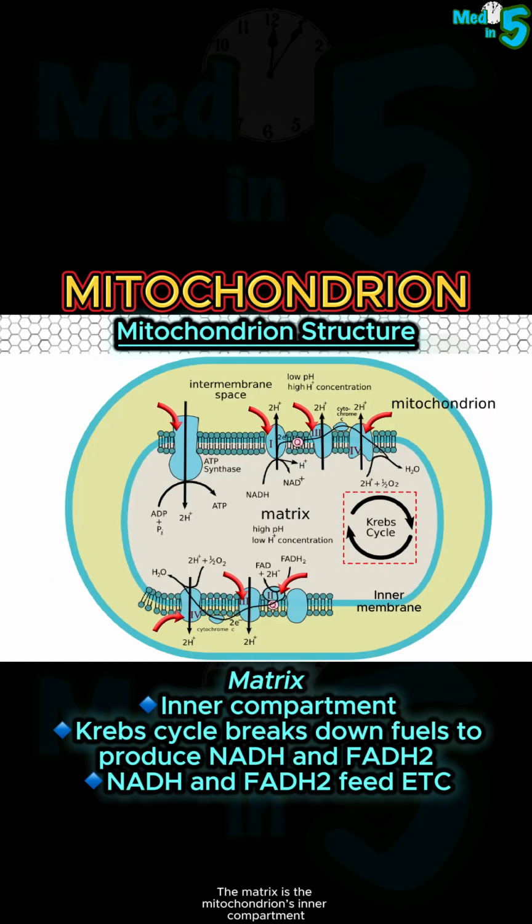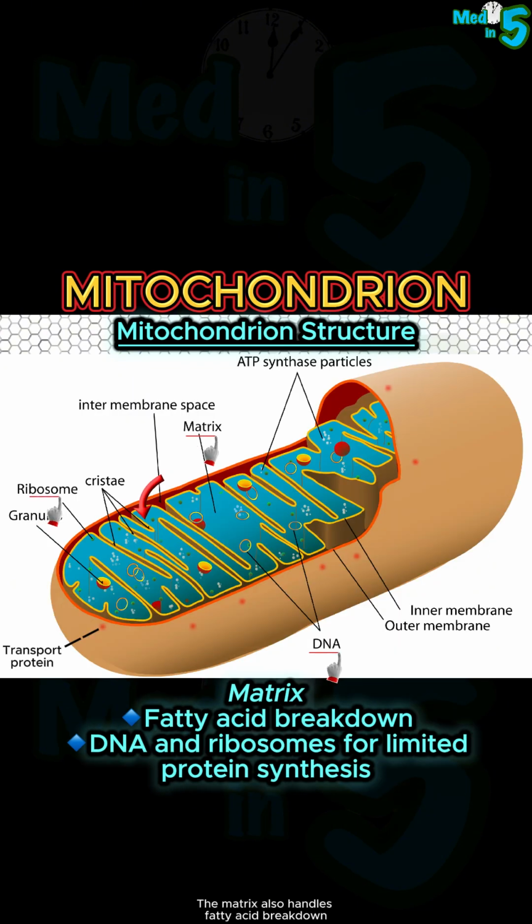The matrix is the mitochondrion's inner compartment where the Krebs cycle breaks down fuels to produce electron carriers, such as NADH and FADH2, which feed the ETC. The matrix also handles fatty acid breakdown and contains mitochondrial DNA and ribosomes for limited protein synthesis.